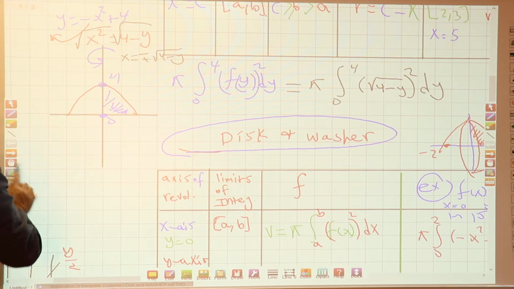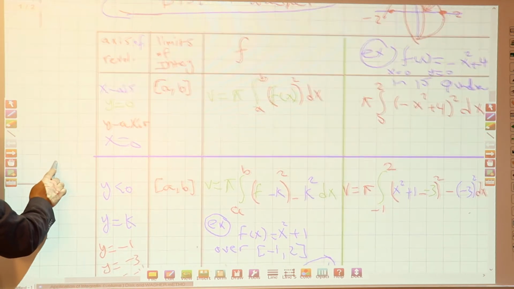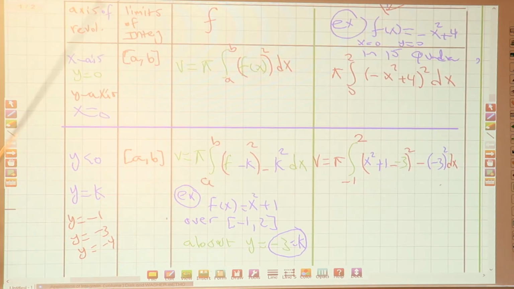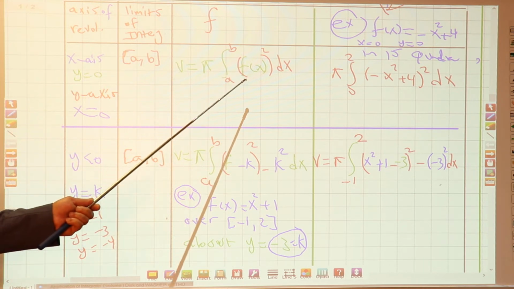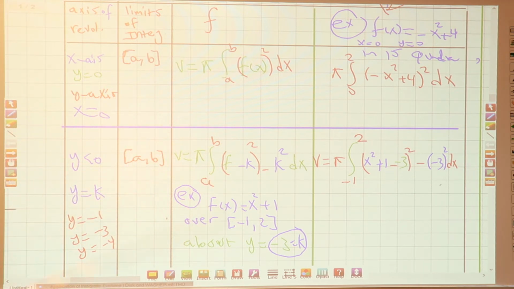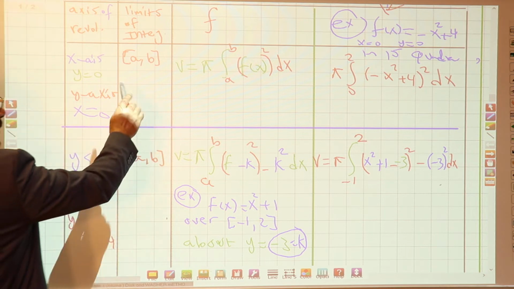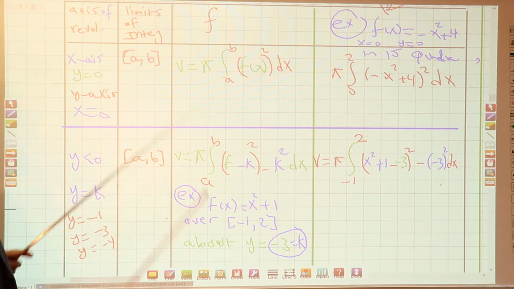This is the first case. Then we're done with the first one. About the y-axis it is f of y squared, about the x-axis it is f of x squared. Good? Just change x to f of y dy.